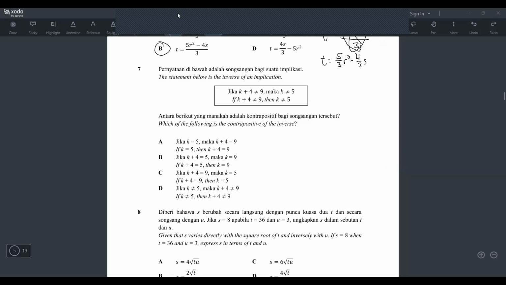Okay. So let's continue with number 7. The statement below is the inverse of an implication. So this is actually the inverse. Okay, inverse means songsang in bahasa Melayu. Which of the following is the contrapositive of the inverse?